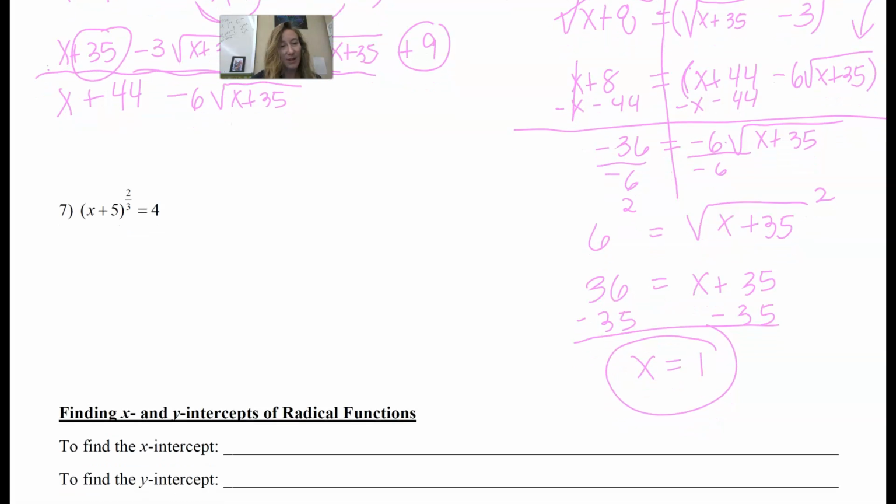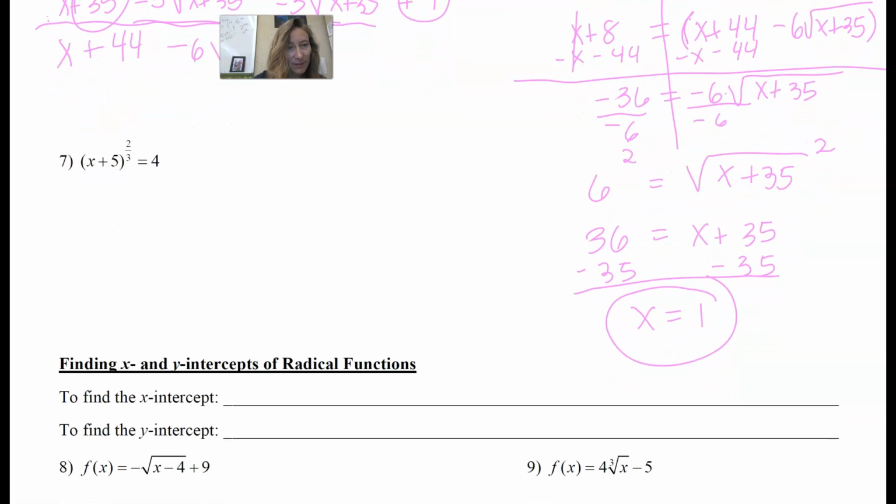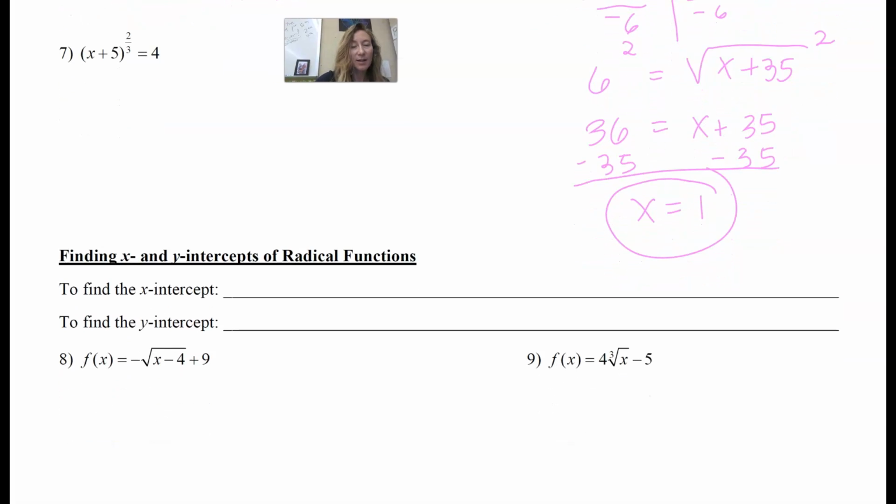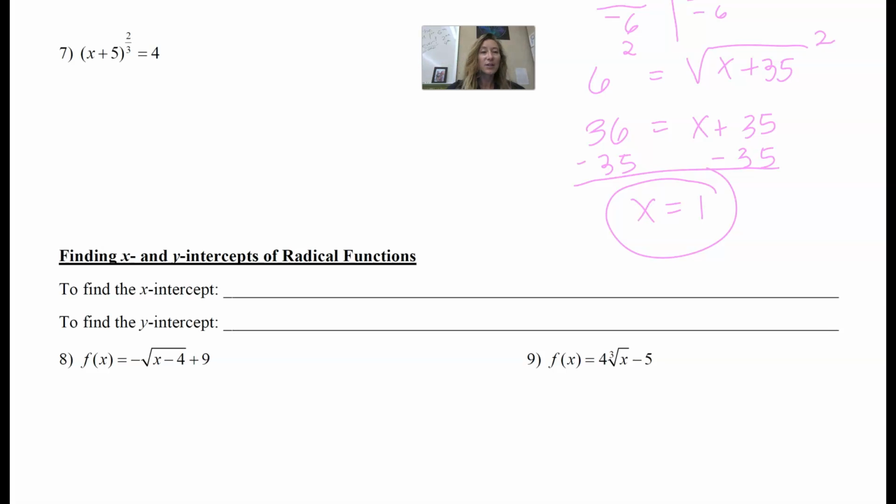Okay, number 7. On number 7, we notice that the exponent is not 1/2, it's not square root, it's 2/3. So this is where we're going to use the reciprocal power. The reciprocal of 2/3 is 3/2. So I take the 3/2 power on both sides. And then on the left-hand side, it just cancels out, and I'm left with x plus 5. But if I have 4 to the 3/2 power, I want to use my exponent rules to simplify that.